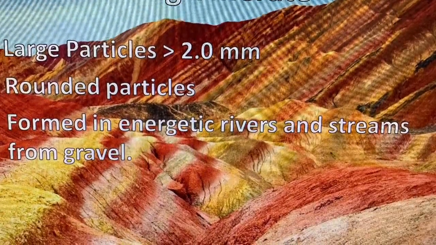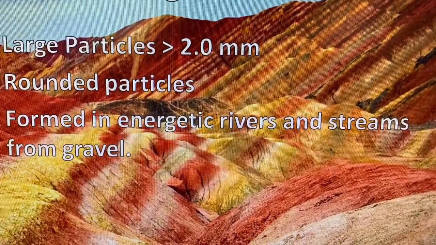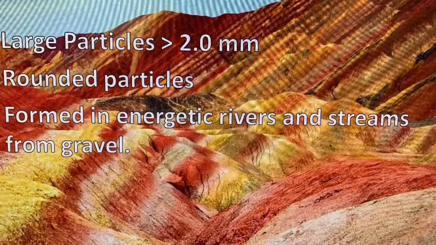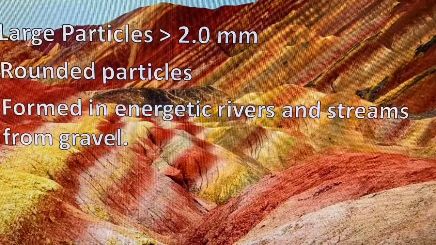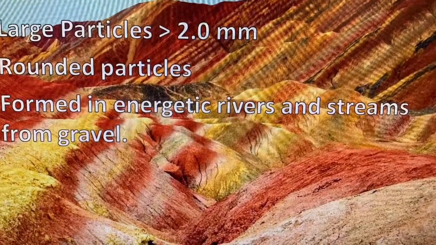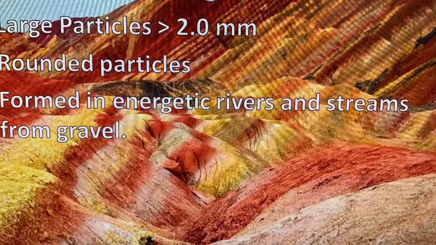The reason that they're rounded is because the particles that are in conglomerate are primarily formed in rivers. And so water has a tendency to round things out. And so the pebbles and things like that that get put into this tend to be round in nature.